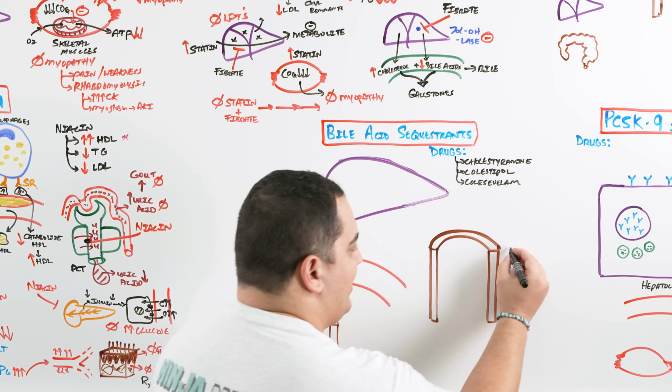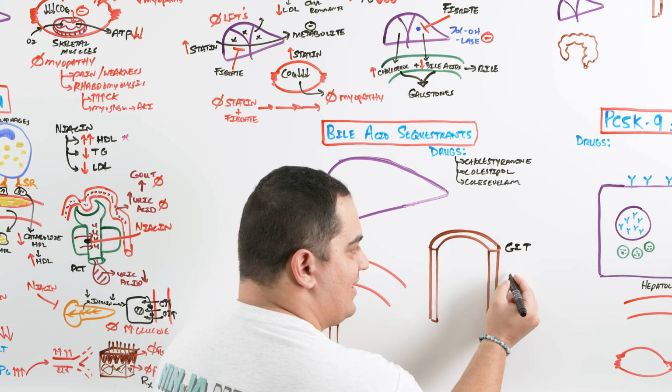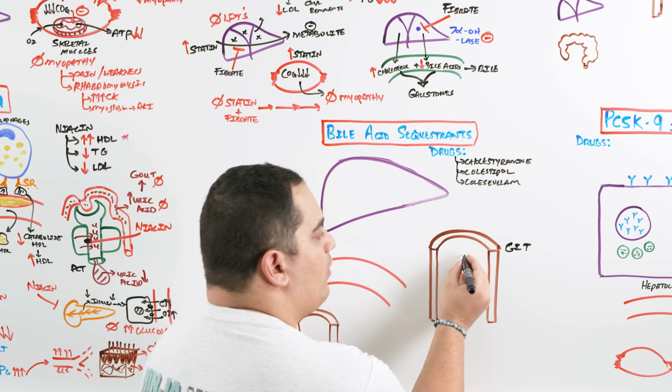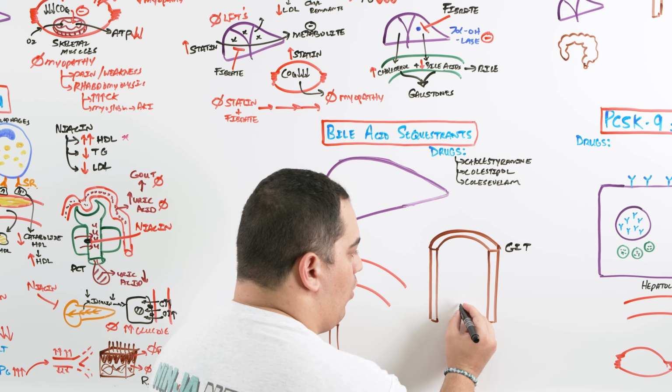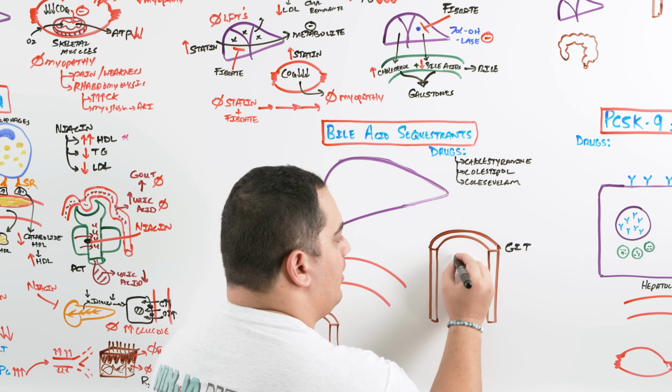So if we go back to the GIT, so here was where we're at the GIT within the intestines, right? I told you that there were three particular molecules that were involved here. One is we had something like cholesterol.